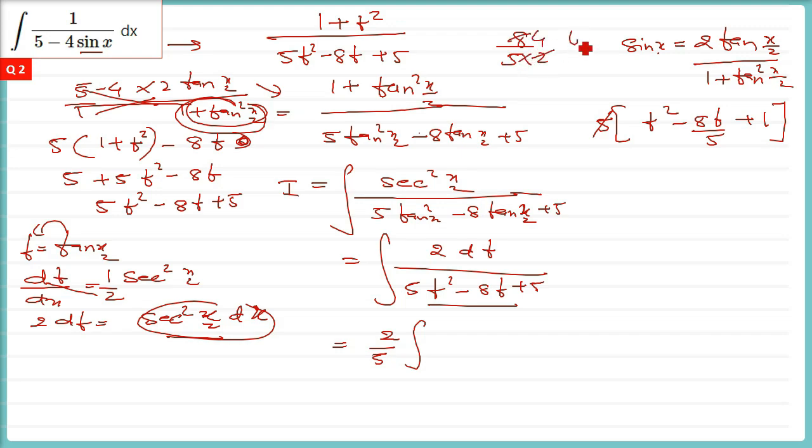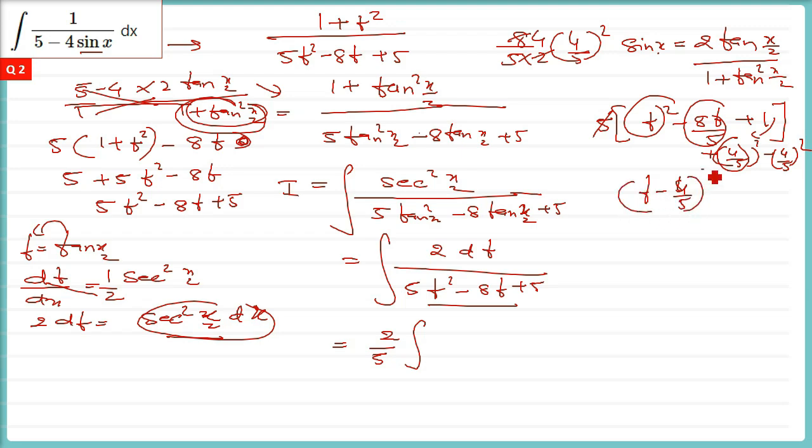Now this 8 by 5 has to be divided by 2 and squared. So this is how we add and subtract terms to make it a perfect square. Take the coefficient of t, divide it by 2, square it, and add it and subtract it. So you have t minus 4 by 5 whole square, a square plus b square minus 2ab, and then 1 minus 4 by 5 whole square, that is 1 minus 16 by 25. So it will be 25 minus 16 by 25. So this is going to be 9 by 25. It's 3 square and 5 square. So you can write it as 3 by 5 whole square.